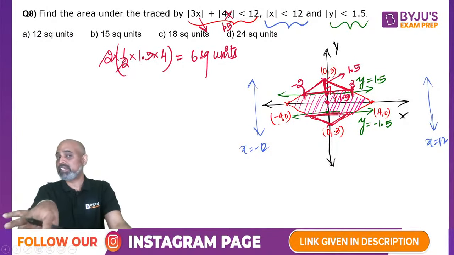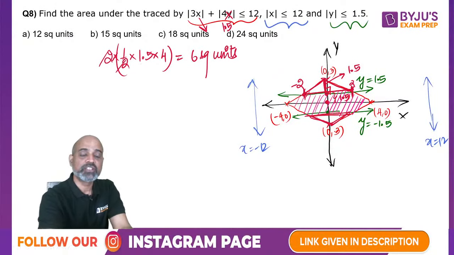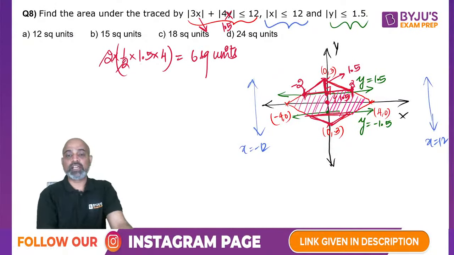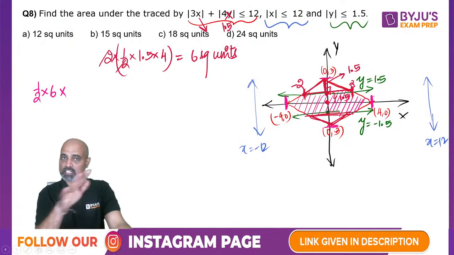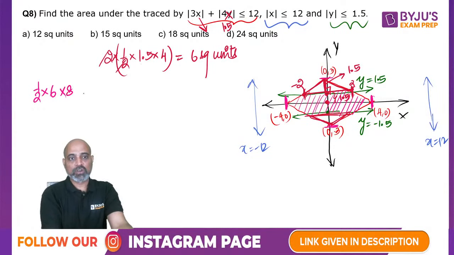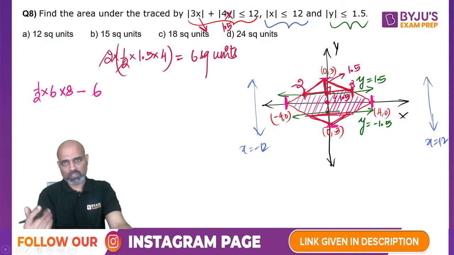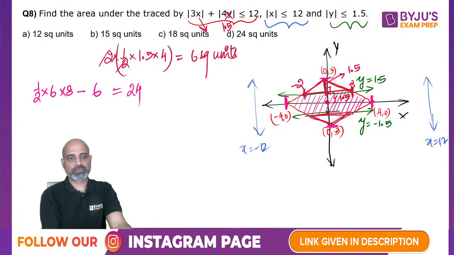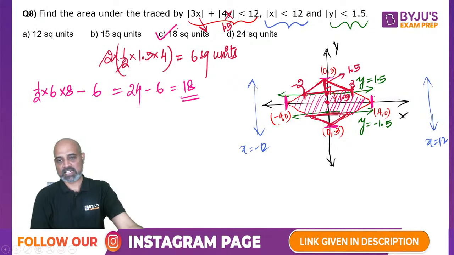अब क्या करेंगे? If I need the area of the shaded region, I'm going to calculate the area of that entire rhombus, which is given as half into product of diagonals. One diagonal is of length 6 units. The other diagonal is of length minus 4 to 4, 8 units. और उसमें से ये बाहर वाला माइनस कर दो, right? So 24 minus 6, which will give you 18 square units, which is C, your answer.